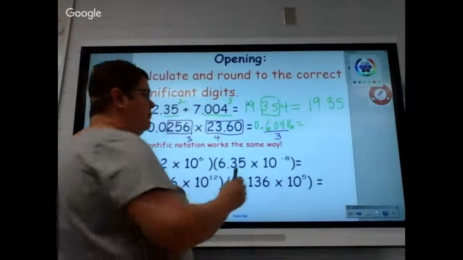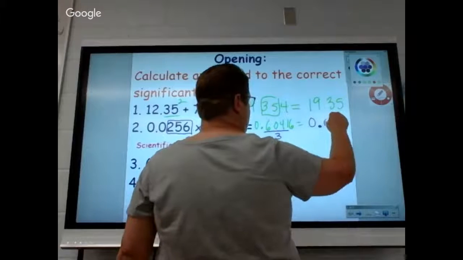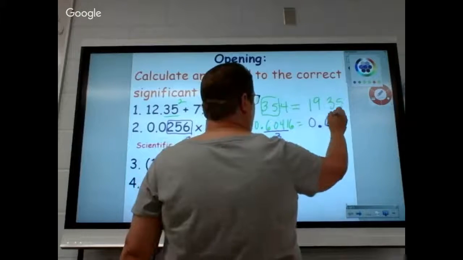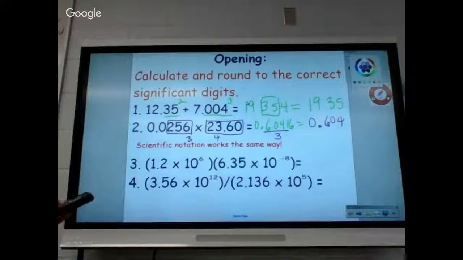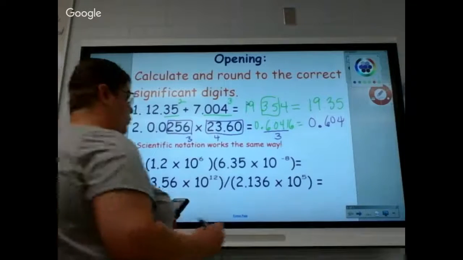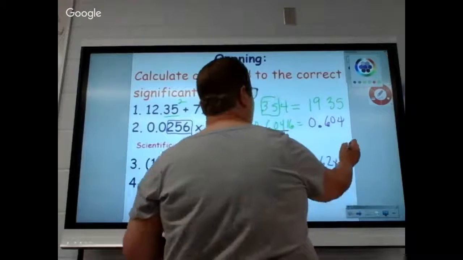So 0.6, whoops, that's objective, 604. Any questions about that one? All right, so scientific notation. 1.2 times 10 to the 6 times 6.35 times 10 to the -8. And I got 7.62 times 10 to the -2.